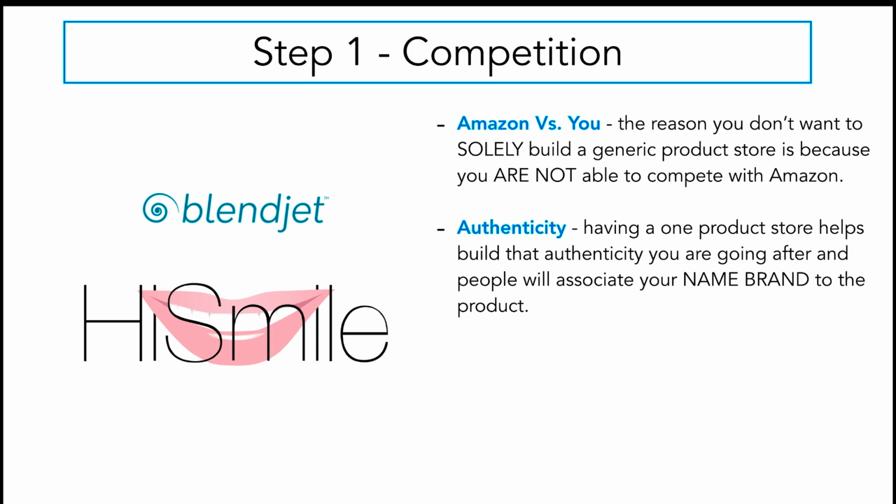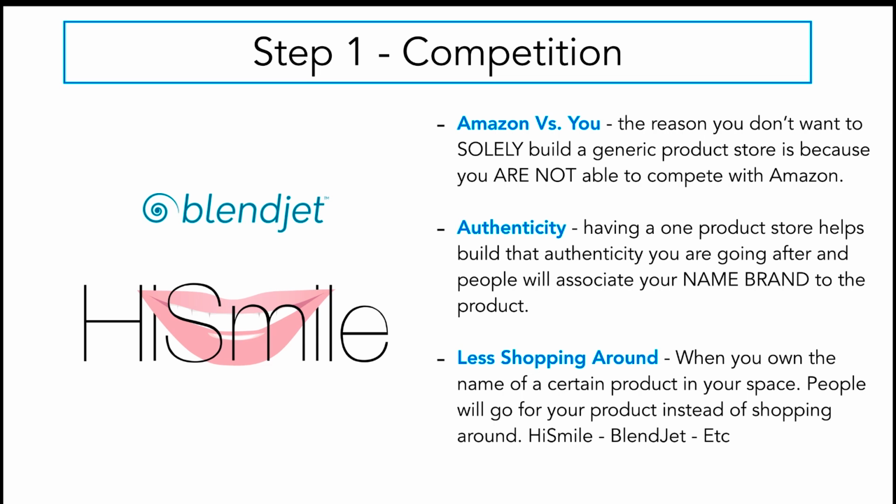Now, authenticity. Having a one product store helps build that authenticity you're going after, and people will associate your brand name to that product. So if somebody's looking for a teeth whitening kit or a blender bottle, BlendJet and High Smile are the ones that come to mind, and they're not going to go and try to price shop that on Amazon.